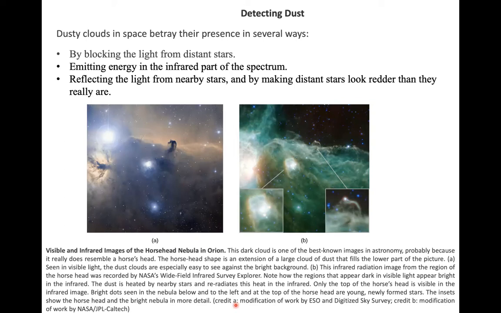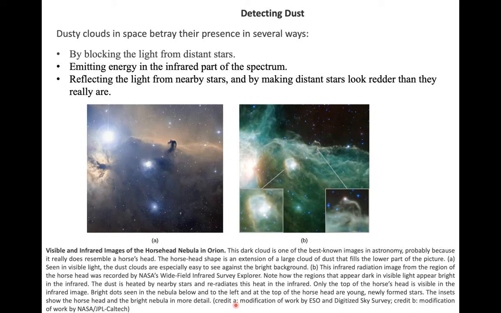dust clouds in space betray their presence in several ways. One, they block the light from distant stars, and they also emit energy in the infrared part of the spectrum, which means if you look at that particular image through infrared wavelengths, then you should be able to see this. So that's the idea.